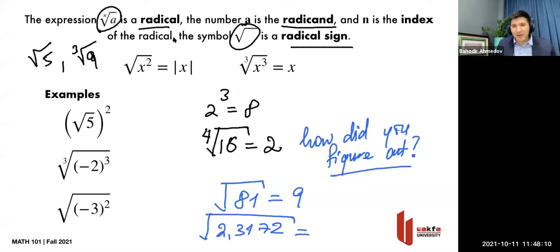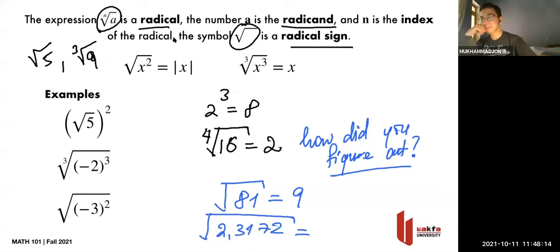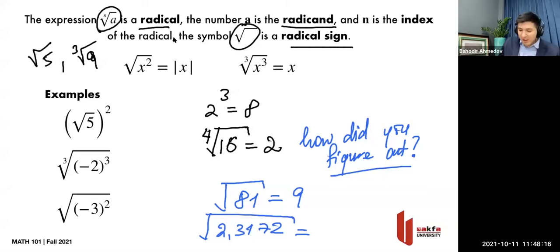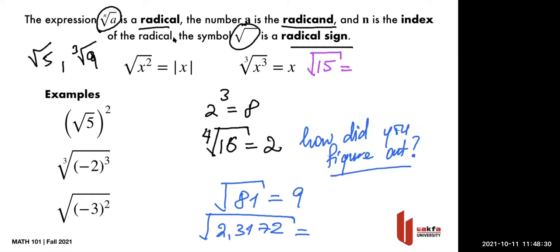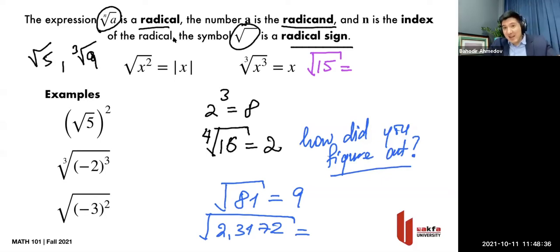Do you know how your calculator finds the square root of this number? Maybe it works like this. For example, if I say, hey, what is the square root of 15? How would you do this? If it would be 16, you would tell me, hey, it's 4, right?